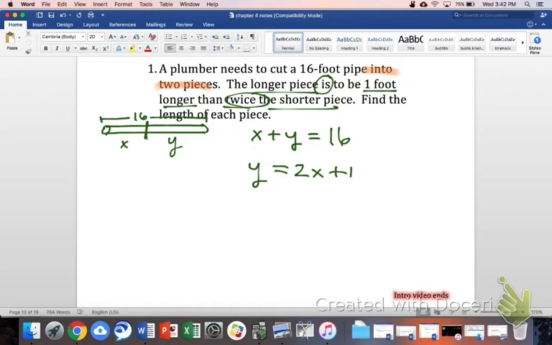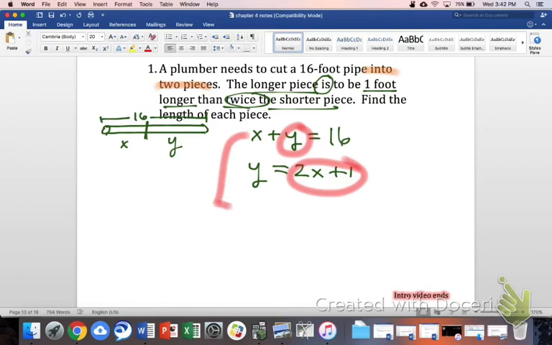Now we've got our system of equations. We want to know the length of each piece, so we want to know what X is and what Y is. I've got two unknowns along with two equations, so this is a system of equations. Think for a minute what you think would be the best way to solve this system, whether elimination or substitution. Because this equation is already solved for Y, substitution is going to be the better method. So in my other equation, I'm going to replace the Y with 2X plus 1, because I know that Y equals 2X plus 1.